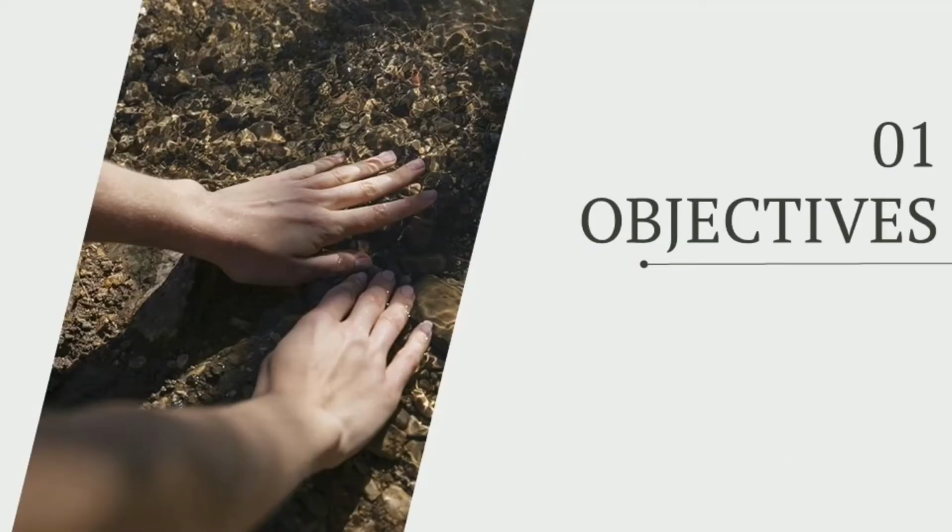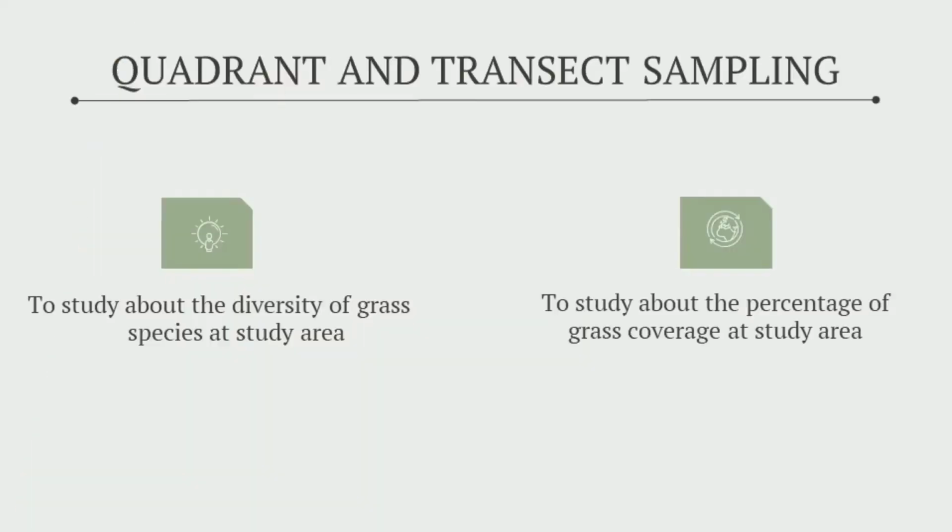In this slide, we will look at the objectives. The objectives are to study the diversity of grass species at the study area and to study the percentage of grass coverage at the study area.